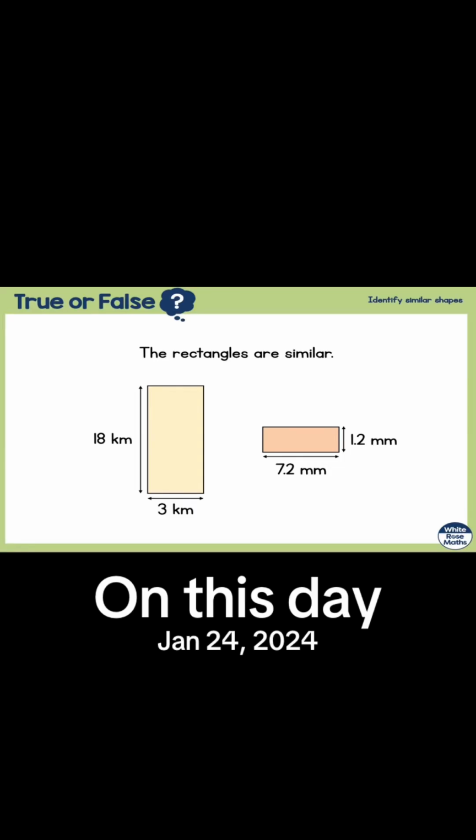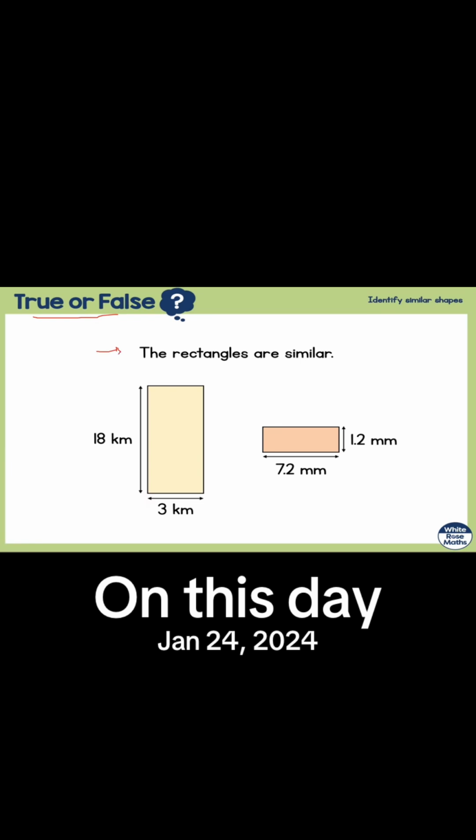Okay, so in this video, we're looking at an exam-style question for identifying similar shapes. It's a true and false question from the White Rose Maths scheme of work. So this is the statement: the rectangles are similar. Is this true or false?